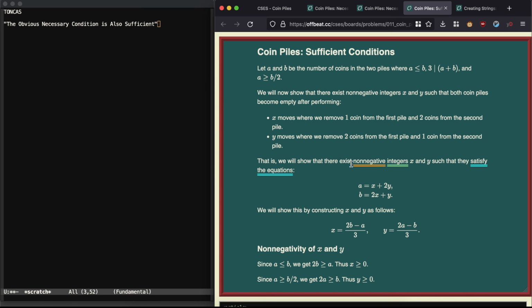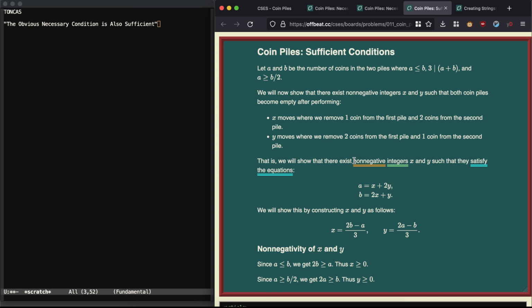So we will show that there exist non-negative integers x and y such that they satisfy these equations, because we started with a coins and b coins. We performed x moves of one kind, y moves of another kind, and we saw on the previous board that this means satisfying these equations. If these equations hold, then we also know what x and y are in terms of a and b. So x would look like this, y would look like this after solving the equations. But what we have not shown yet is that these are integers. If these are fractions, then that is no good. That means we don't have a solution. So being integers is one thing we want to show.